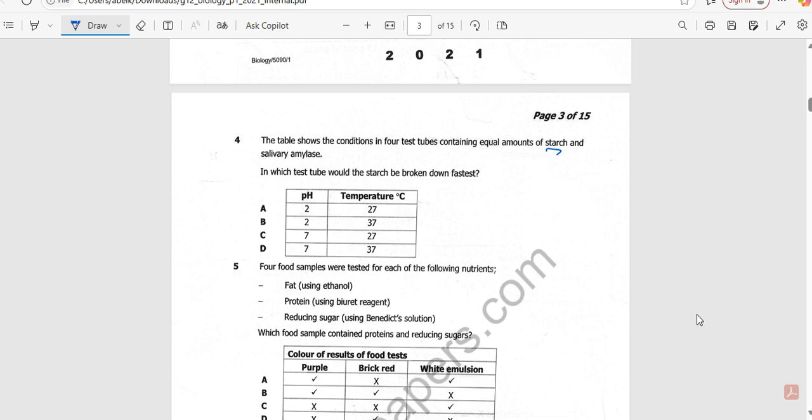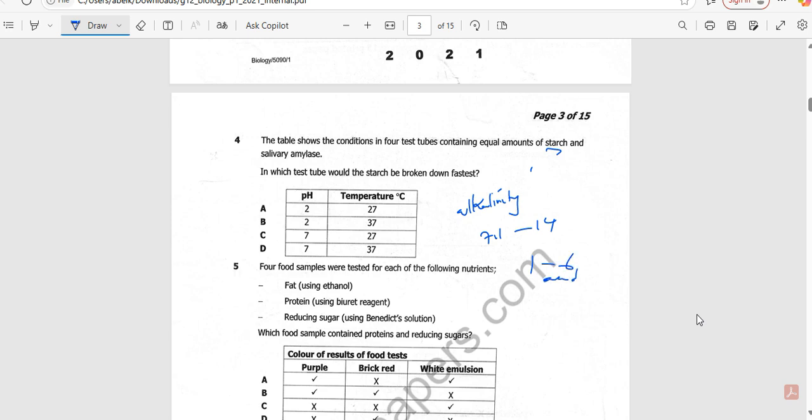Now in this way, the pH is 2. Starch, salivary amylase, is found in this case. You find that it is found in the stomach, and in the stomach there is alkalinity. So there is alkaline pH, which starts from 7.1 to 14. Then from 1 to 6, these are acids.